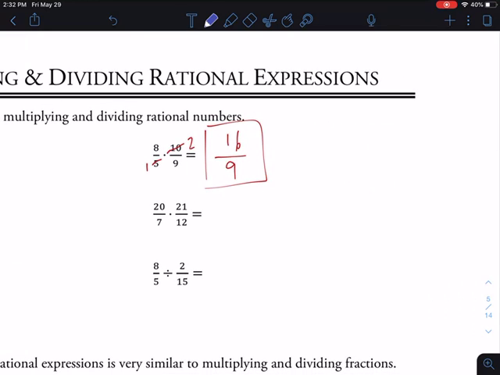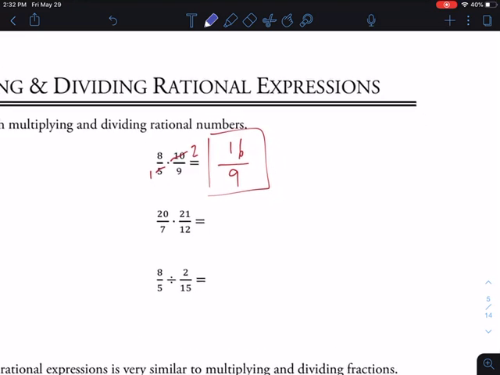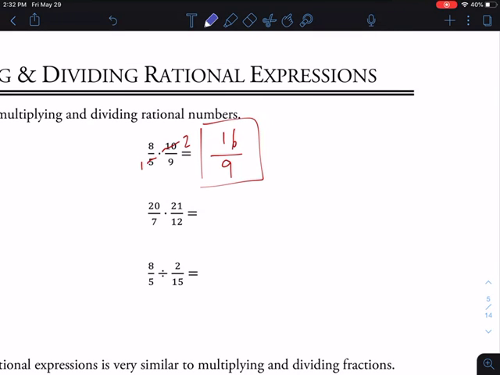So here we go, 20 over 7 times 21 over 12. Here's a great example of why we cross-cancel, okay? There is in no universe that I want to multiply 20 by 21 and then multiply 7 by 12 and then reduce that. That sounds crazy. We have a number in the 400s divided by 84. That sounds terrible. So I'm going to cross-cancel.